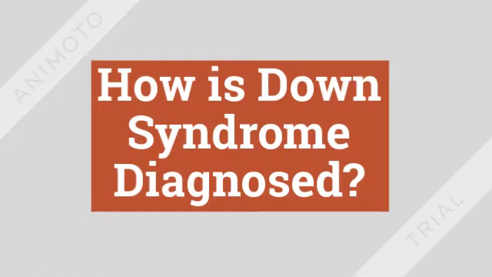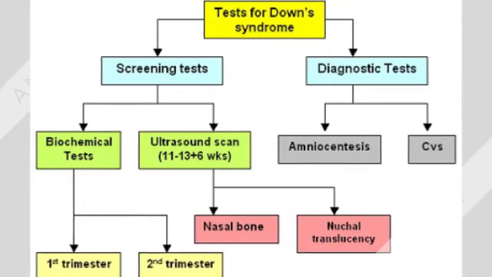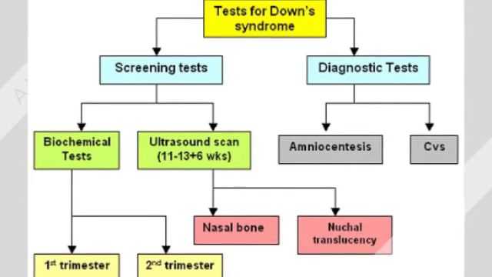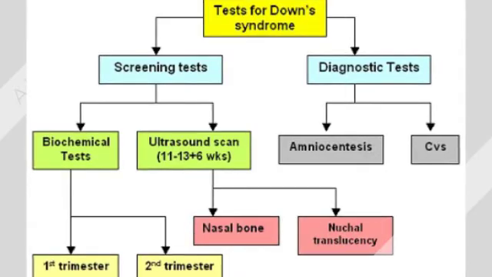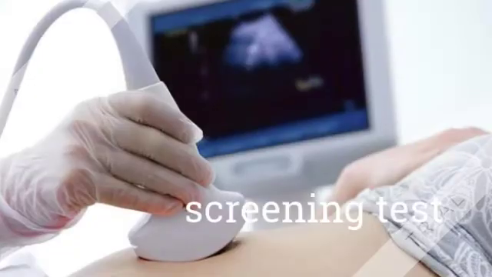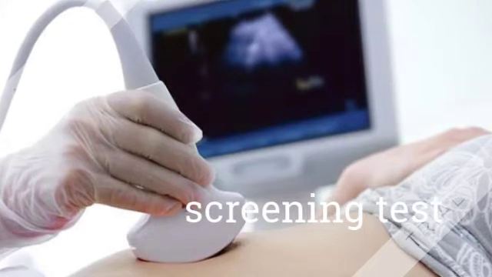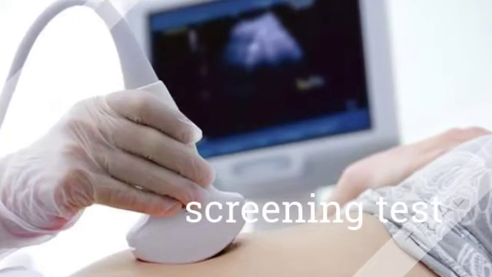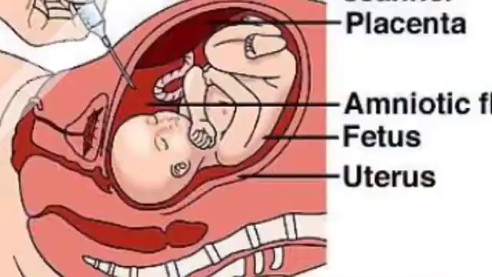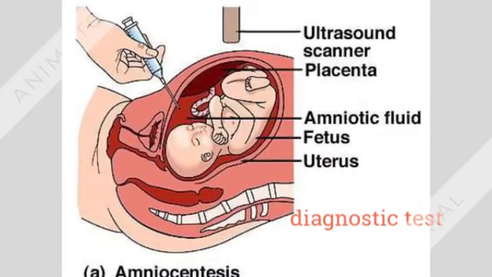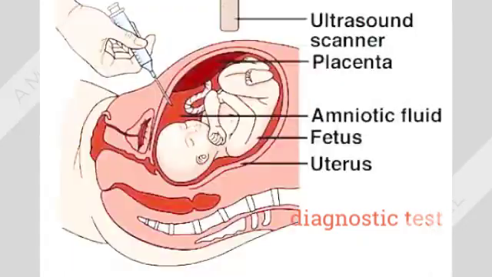How is Down syndrome diagnosed? Prenatally, there are 2 categories of tests for Down syndrome that can be performed before a baby is born: screening and diagnostic tests. Prenatal screenings estimate the chance of a fetus having Down syndrome. These tests don't tell you for sure that the child will be born with Down syndrome, but they provide a probability. Diagnostic tests, however, are almost 100% accurate and can provide a definitive answer.